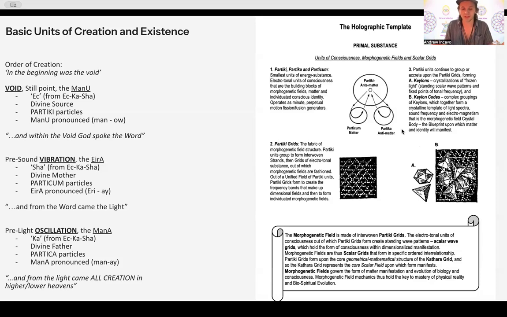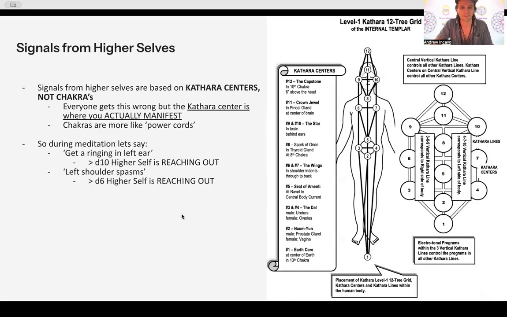All right. And in quotes, the morphogenetic field governs the form of matter manifestation and evolution of biology and consciousness. The morphogenetic field mechanics thus hold the key to mastery of physical reality and biospiritual evolution. I'm reading this off the chart here. But basically, if you have a clean morphogenetic field, right? I talk about keeping your field clean. I'm talking about your morphogenetic field based on your partici, partica, and particum particles, which organize into keylons, keylon codes, and then your morphogenetic field. And that is how you manifest your reality. All right, this is beautiful. Let's move on.